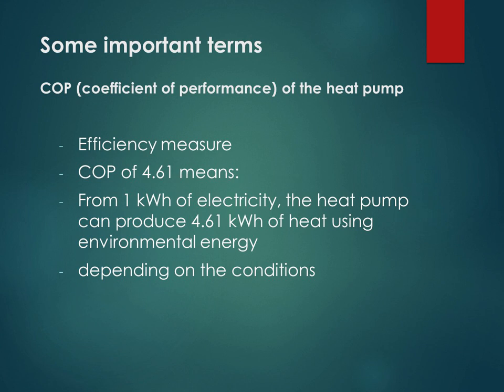Since some terms are crucial for understanding this topic, let me briefly explain them here. The coefficient of performance, or COP, is a measure of efficiency. A COP of 4.61 means that from 1 kilowatt-hour of electricity, the heat pump can produce 4.61 kilowatt-hours of heat by utilizing environmental energy. It's important to note that the COP depends entirely on the current boundary conditions.